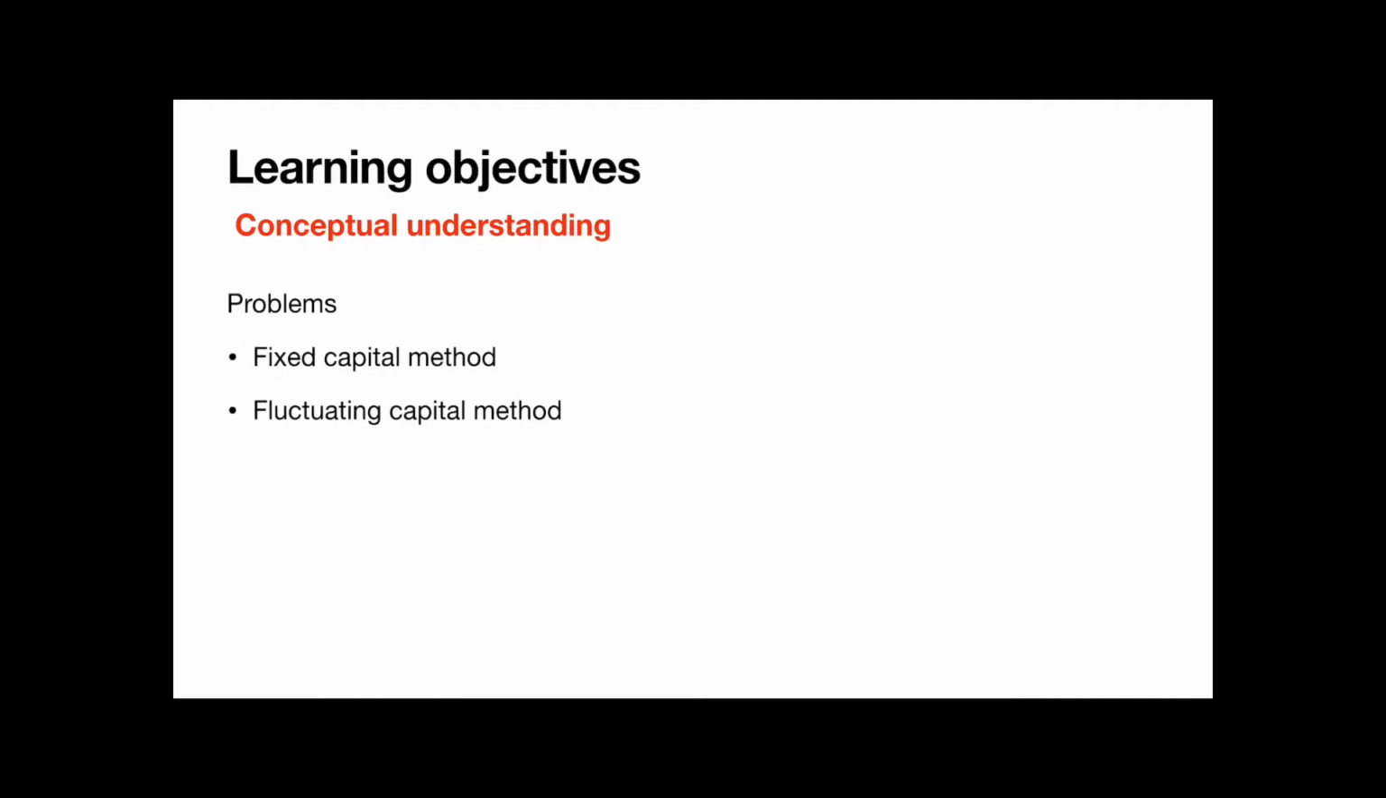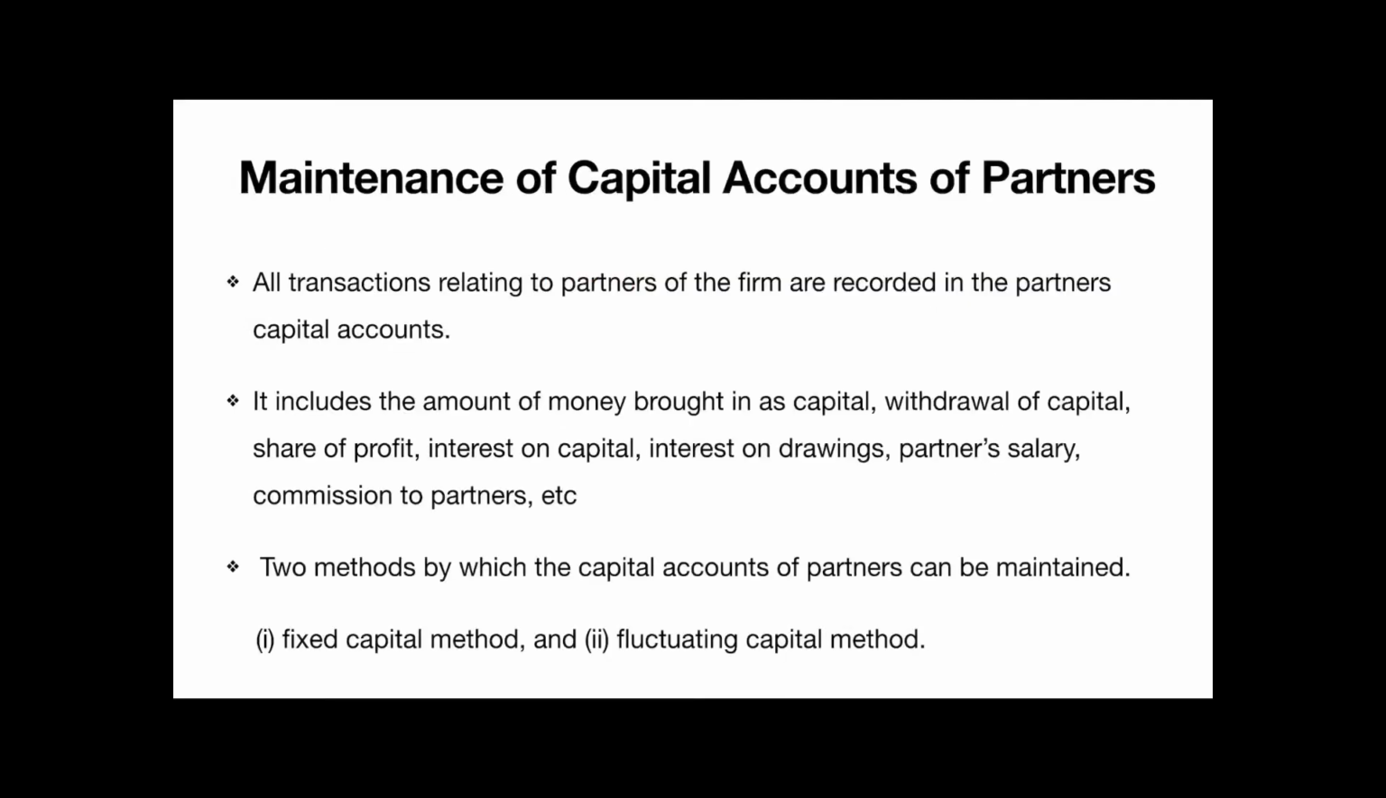In our previous sessions, we have learned that partners of a partnership firm will have to maintain a partner's capital account to record the business transactions. Business transactions can be like capital, withdrawal of capital, share of profit, interest on capital, interest on drawing, partner's salary, commission to partners, and so on. So, there are two important methods for maintaining the partner's account. One, fixed capital method. Two, fluctuating capital method.